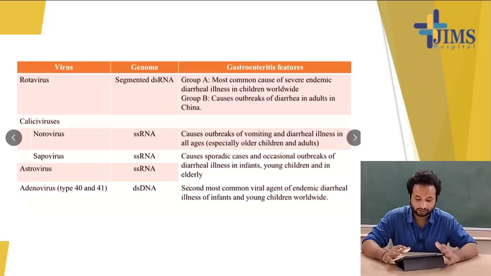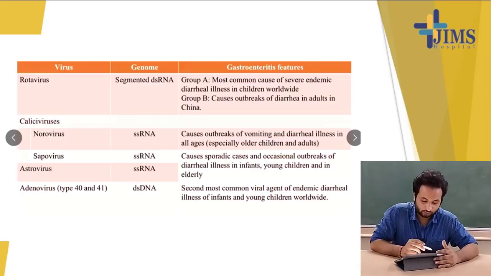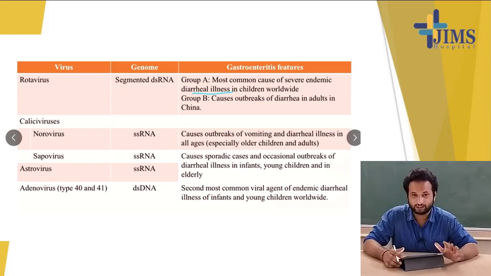Okay, so this is the basic overview of the slides which are to come. First we will see rotavirus, which is a segmented double-stranded RNA virus. Group A is the most common cause of severe endemic diarrheal illness in children worldwide, and there is another group known as group B which causes outbreaks of diarrhea in adults in China only.